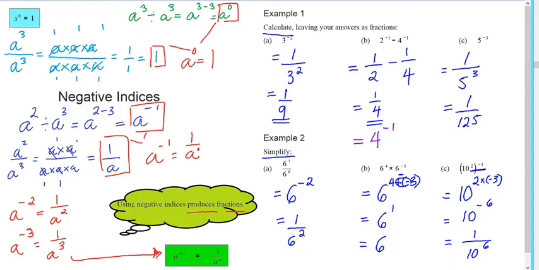Now that was pretty intense. I hope we got all those laws of indices down, and I hope we have an understanding of the negative indices. Good luck on your exercise.